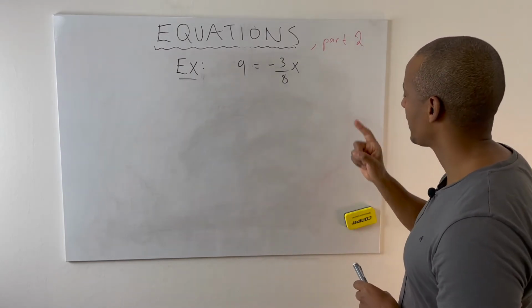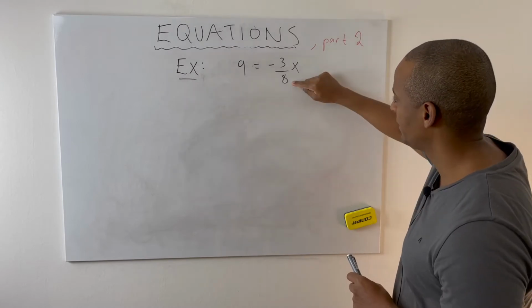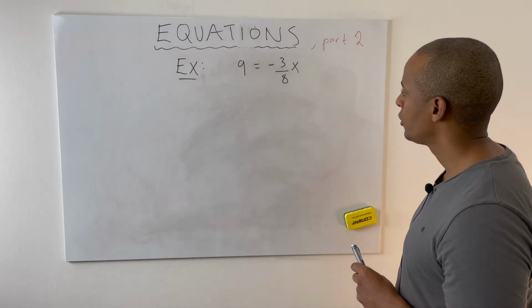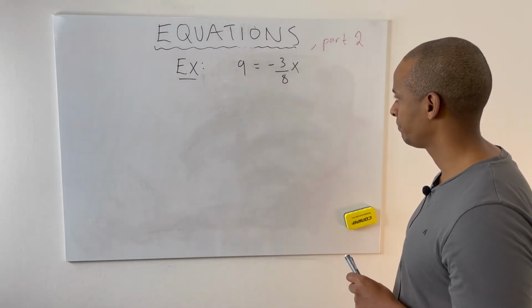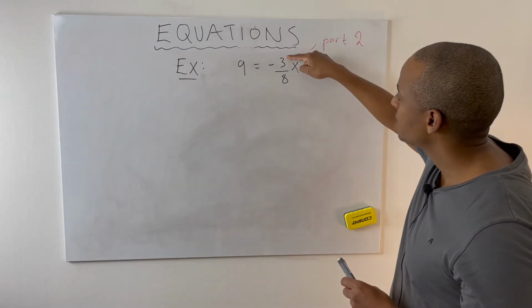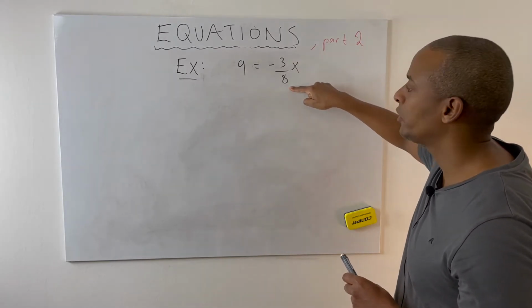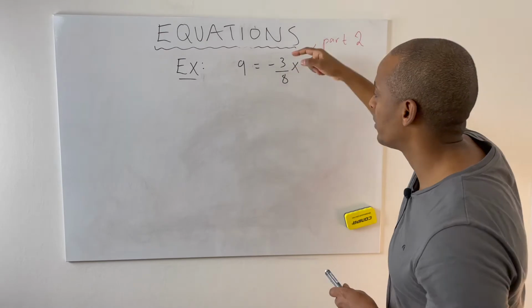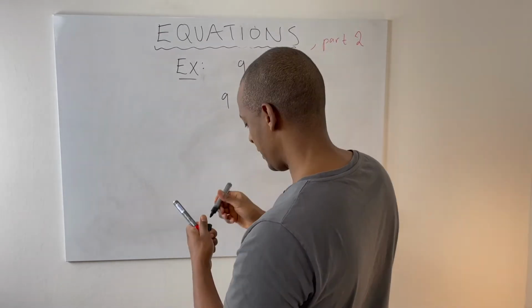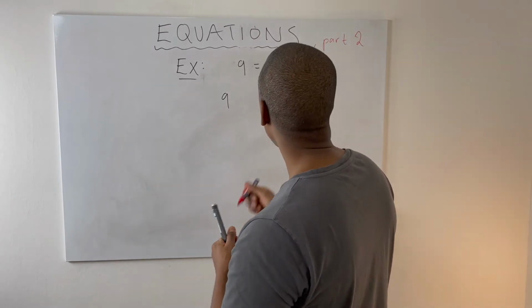Well, there's two guys here that are with x. There's an 8 and there's a 3, right? So we want to get rid of the 8. Let's start there. How do we get rid of that 8? Well, since it's divided by 8, we're gonna do the inverse. That's multiply with 8. So what we're gonna do is, we're gonna have 9, and then we're gonna multiply that with 8.